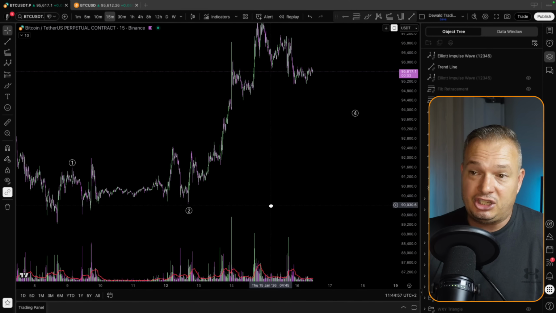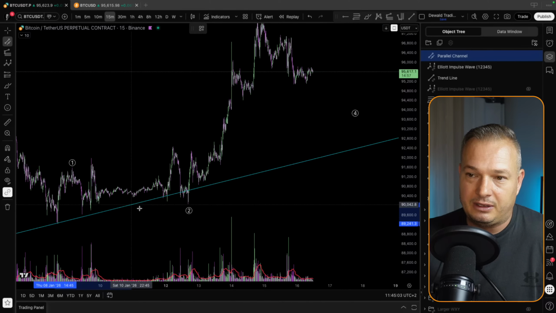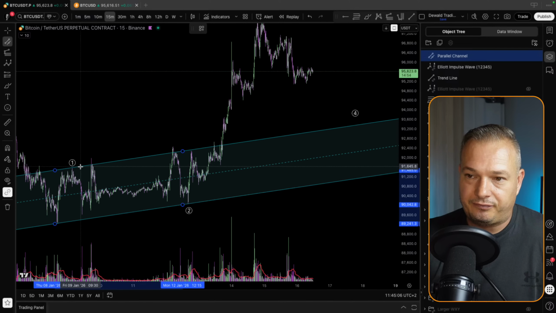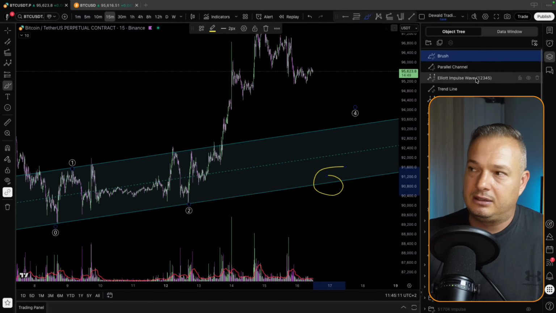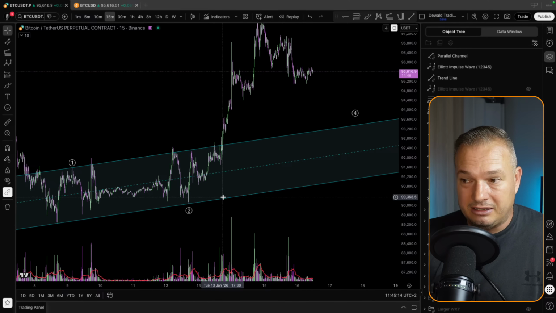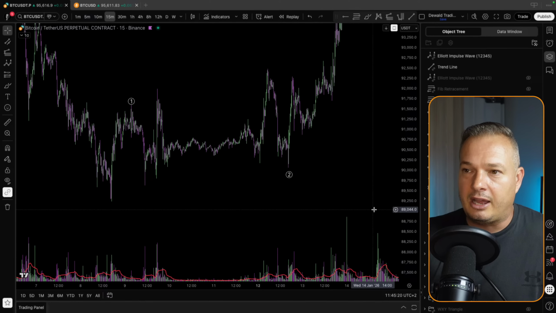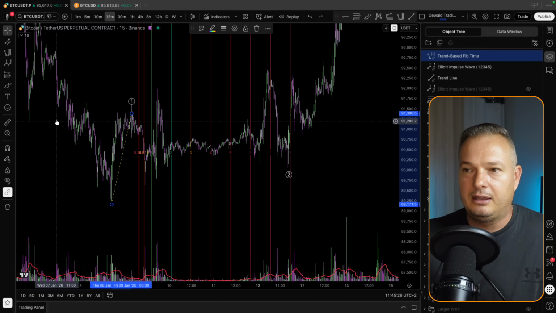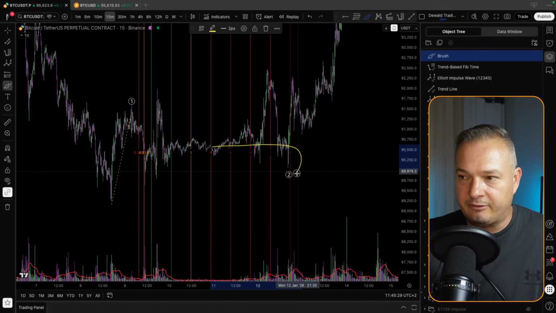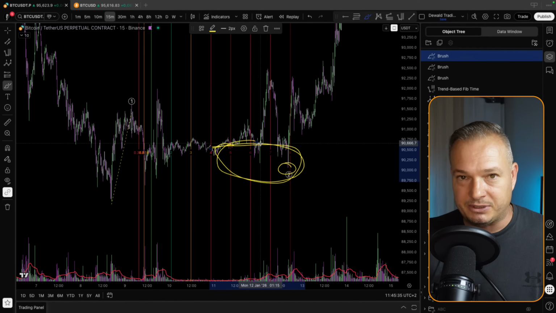But from a channeling perspective, this one is still intact. If you take your parallel channel, you're far away from invalidating the structure, far away. But from a corrective perspective, what I like to do is zoom into this structure and determine the probabilities of it. From the low to the high, this low was formed inside of my invalidation area from a timing perspective. And this is my invalidation area.